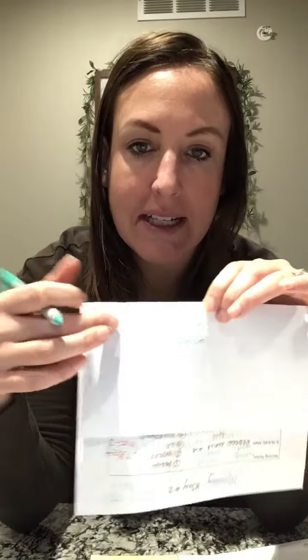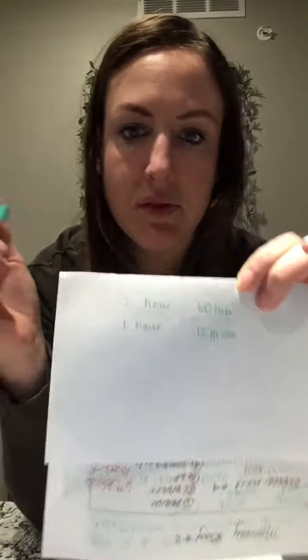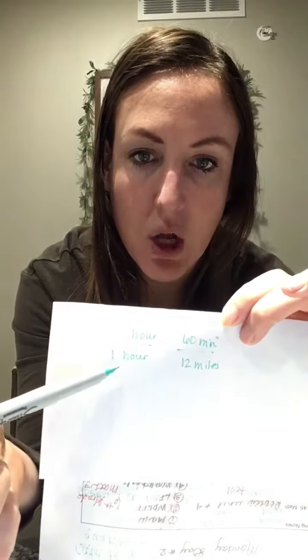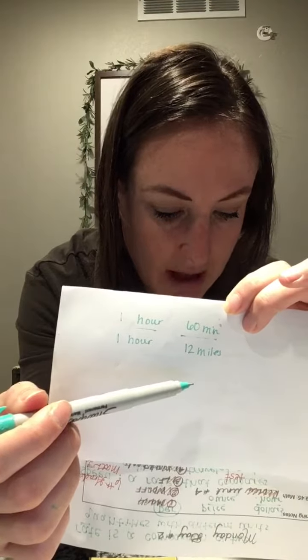Okay, so you are back. So if we have 60 minutes in 1 hour and they're traveling at 12 miles per hour, I did this right here. Hopefully you did something like this too. 1 hour is 60 minutes. In 1 hour, they made it to 12 miles. Now, if I reduce that and I divide them both by 12, it's 1 mile every 5 minutes.